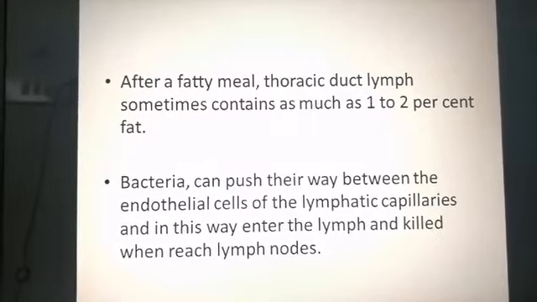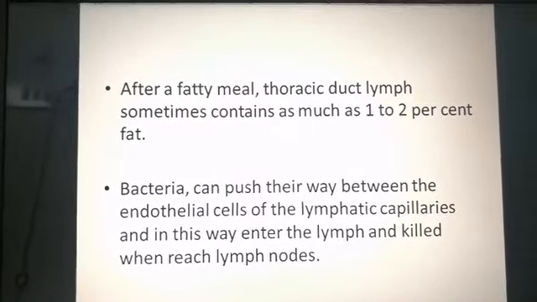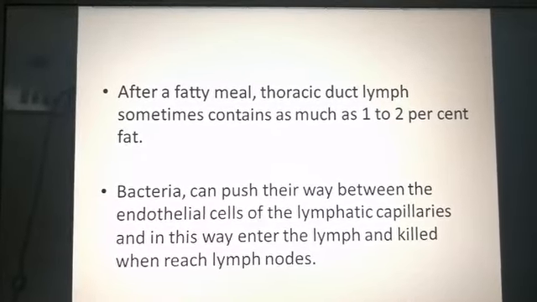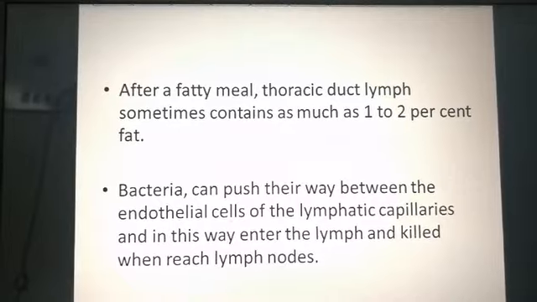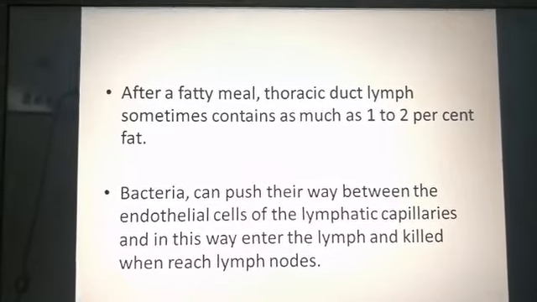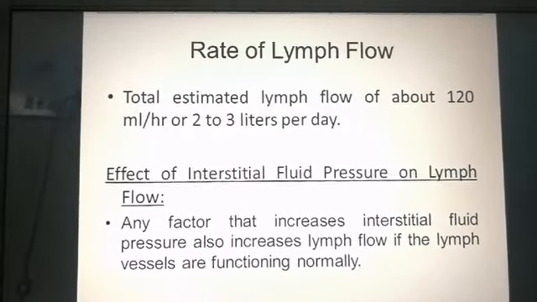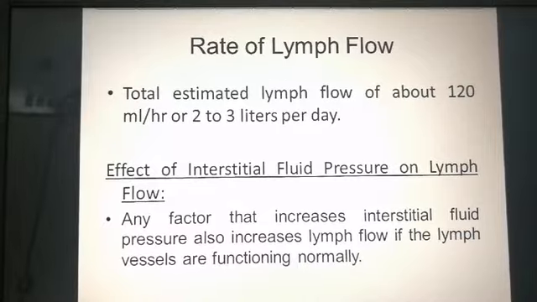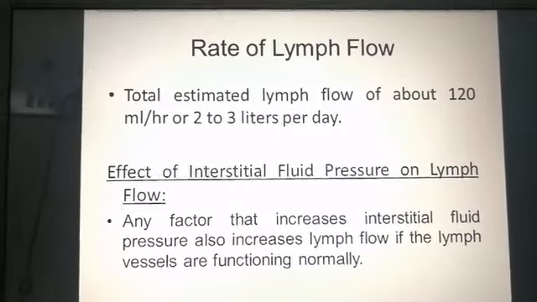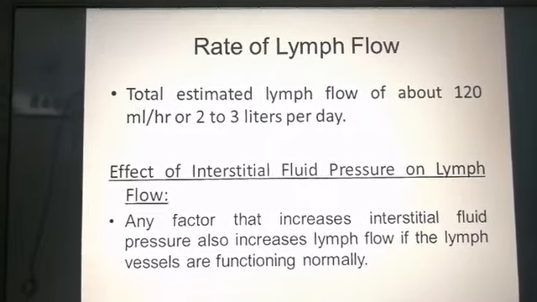After a fatty meal, thoracic duct lymph sometimes contains as much as 1 to 2% fat. Bacteria can push their way between the endothelial cells of the lymphatic capillaries, and in this way enter the lymph and are killed when they reach the lymph nodes. So bacteria can be killed when the lymph reaches the lymph node. Rate of lymph flow: total estimated lymph flow is about 120 ml per hour, or 2 to 3 liters per day, as you have studied in the previous slides.